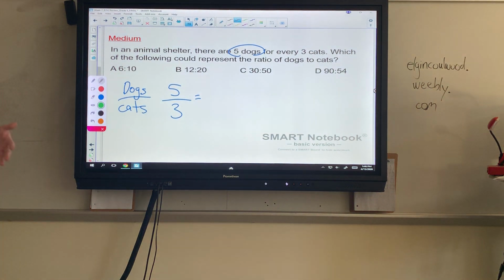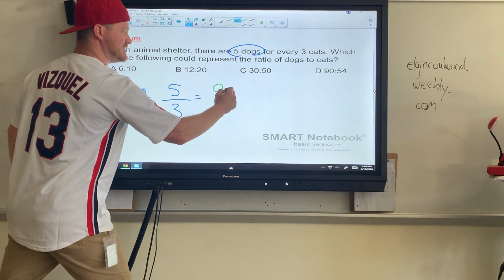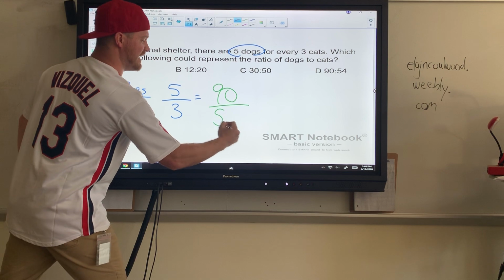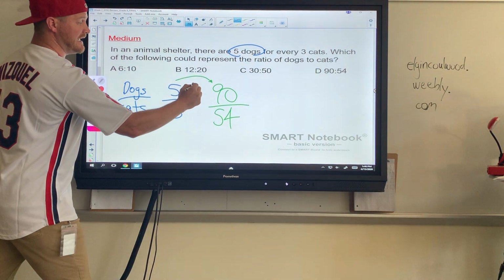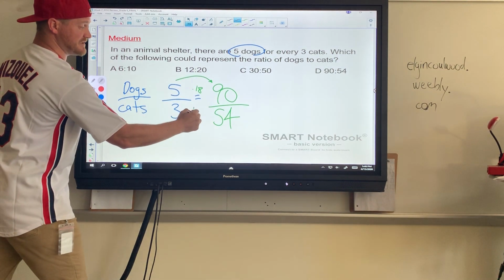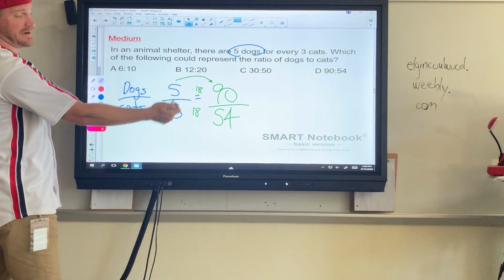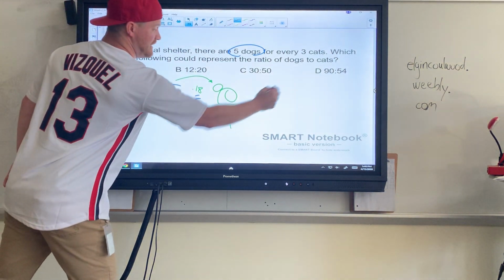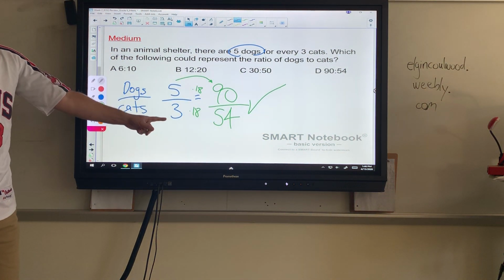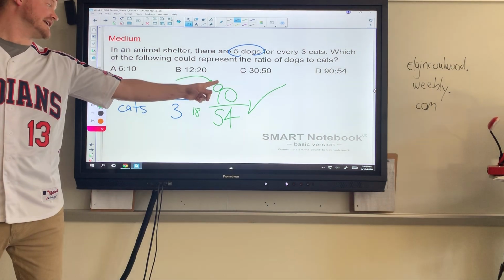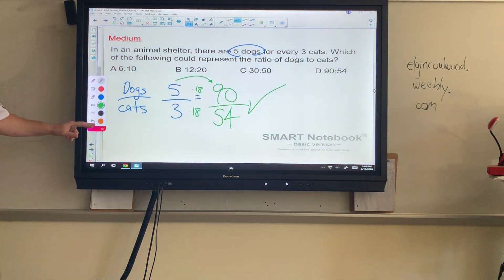Last but not least, looking at D, because it's the last answer choice, it's obviously got to be the right answer. But just to prove it, let's look at it. We have 90 over 54. Well, 5 goes into 90 18 times, so that means 3 times 18 has to be 54. In this case, it is. So this one works. So that means if there were 5 dogs for every 3 cats, there would be 90 dogs and 54 cats.